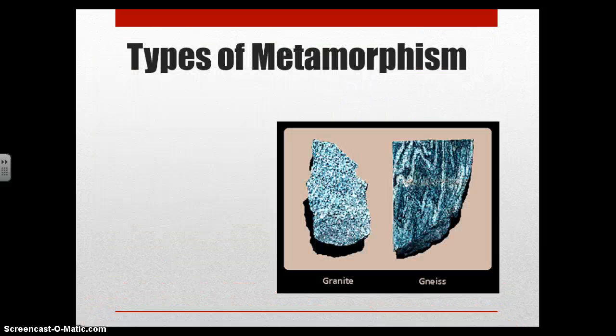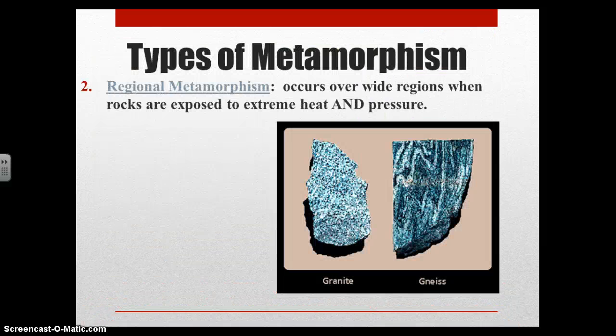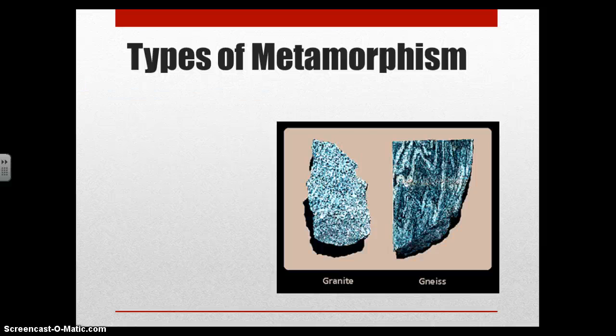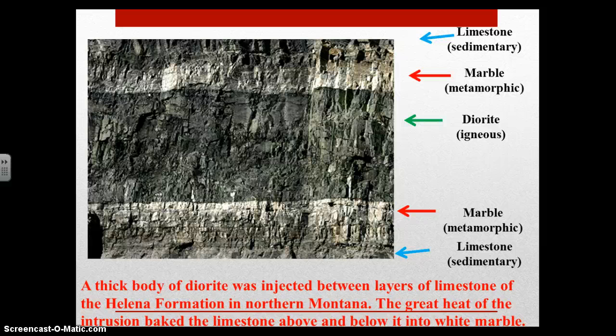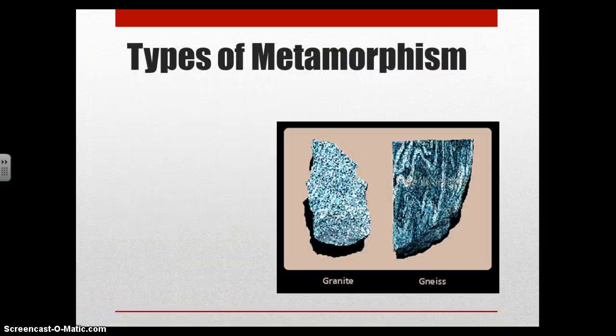Types of metamorphism. You have granite becomes gneiss, okay? This is considered regional metamorphism. It occurs over wide regions when rocks are exposed to extreme heat and pressure, okay? So it occurs over wide regions. This picture here, that's what we're talking about. That's regional metamorphism.